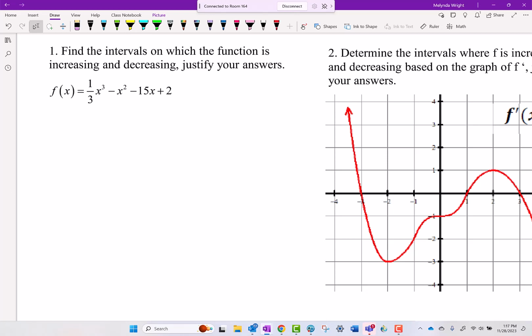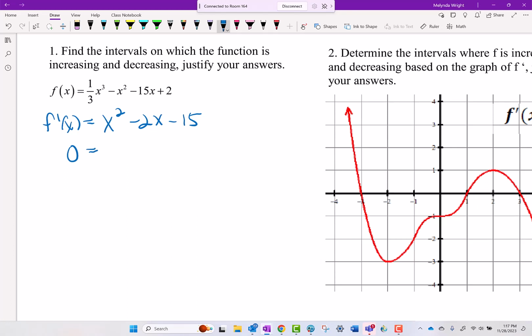Okay, we're going to get to use all of our derivative rules. Yay! All right, so this is just a power rule. This is just a polynomial. So f prime of x equals, we remember the power rule, bring the 3 down, subtract 1, that gives me x squared. The derivative of negative x squared is negative 2x, and the derivative of negative 15x is negative 15. The derivative of 2 is 0. So what am I going to need to do? I'm going to need to find the critical numbers. So that means I need to set this equal to 0.